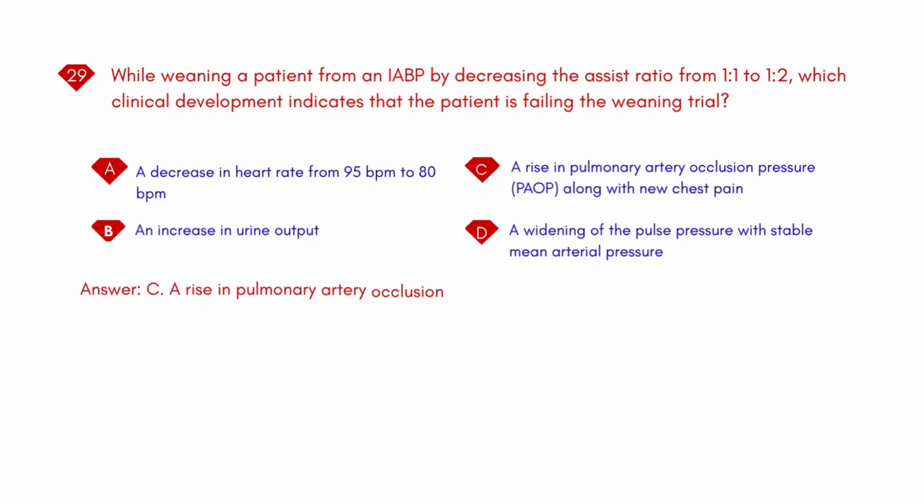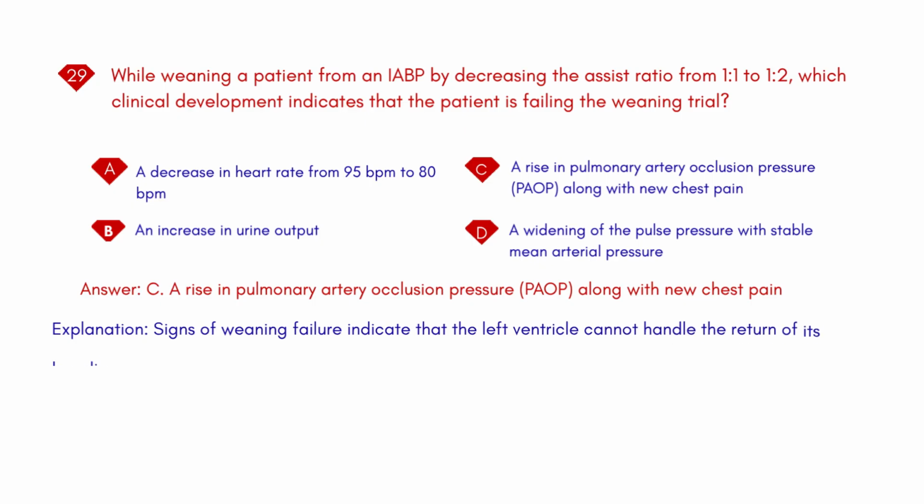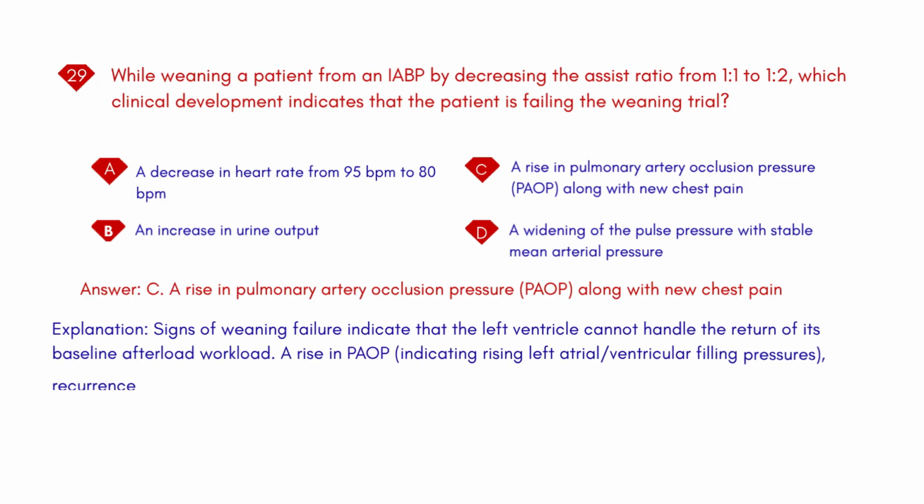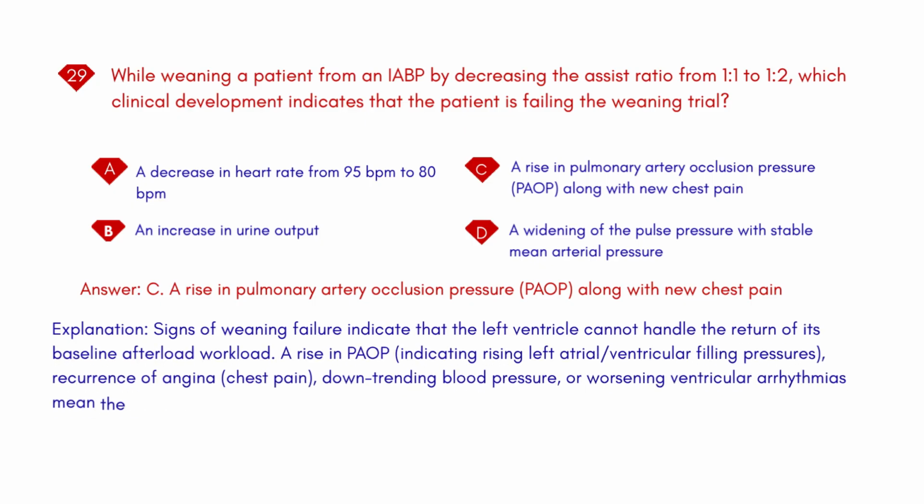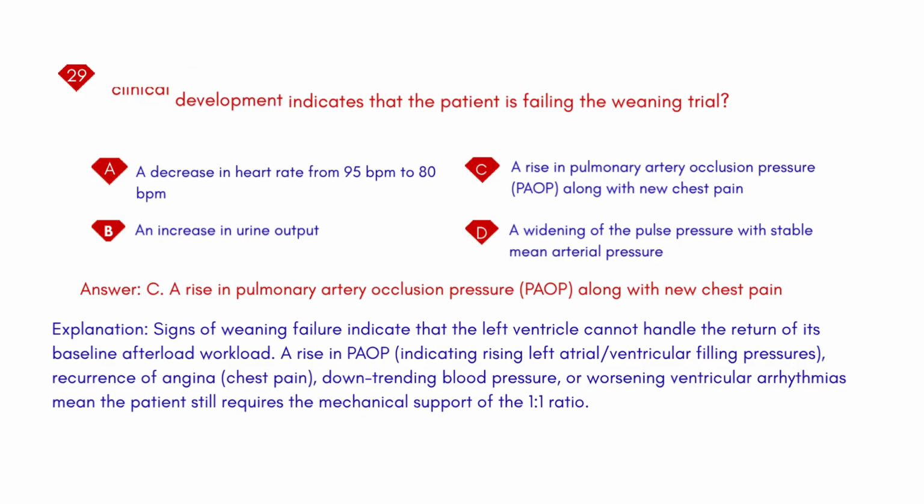Answer: C. A rise in pulmonary artery occlusion pressure, PAOP, along with new chest pain. Explanation: signs of weaning failure indicate that the left ventricle cannot handle the return of its baseline afterload workload. A rise in PAOP, indicating rising left atrial/ventricular filling pressures, recurrence of angina, chest pain, downtrending blood pressure, or worsening ventricular arrhythmias mean the patient still requires the mechanical support of the 1-to-1 ratio.